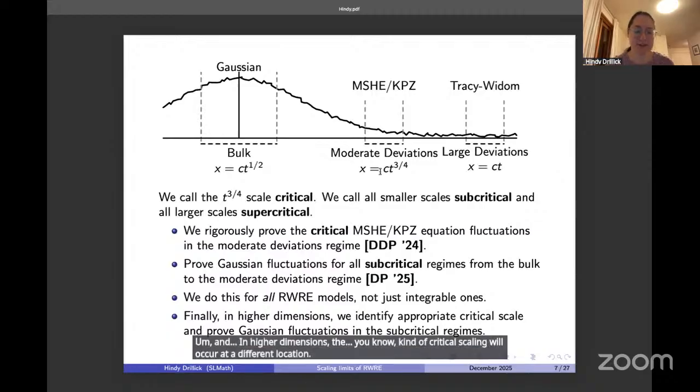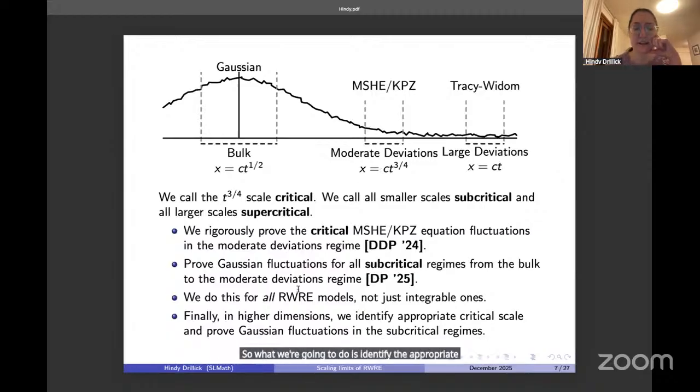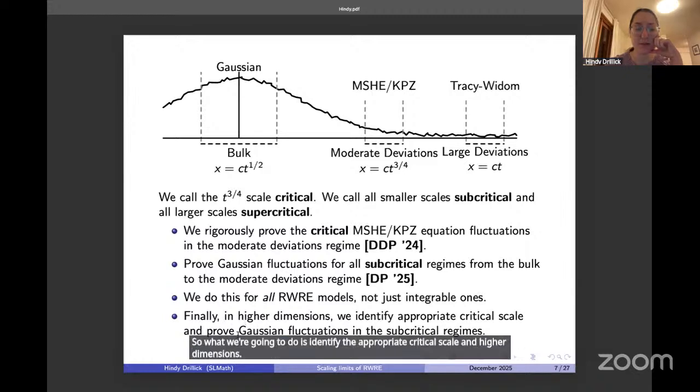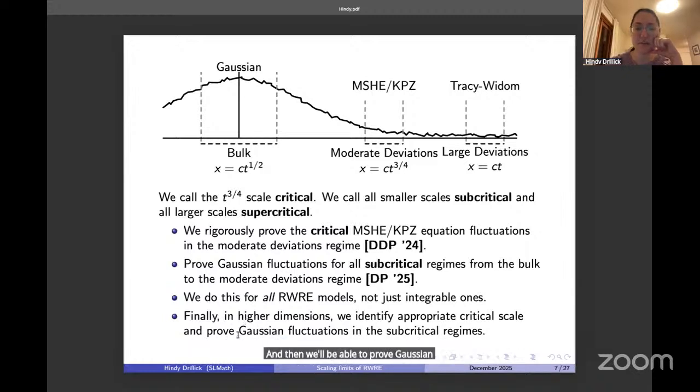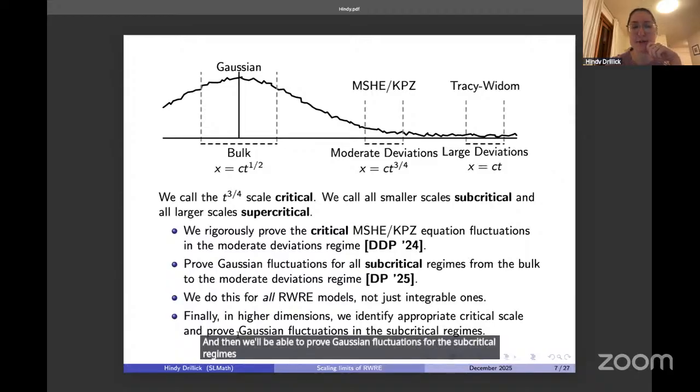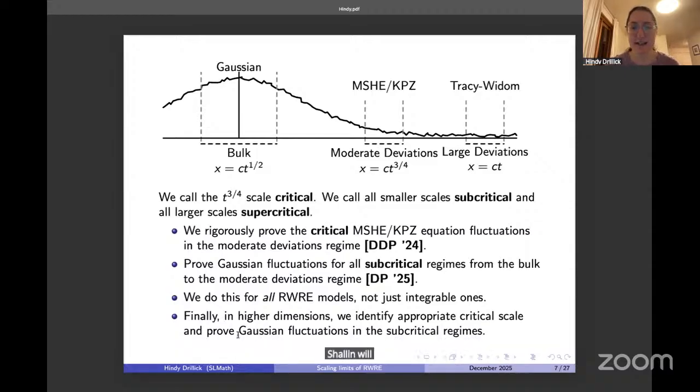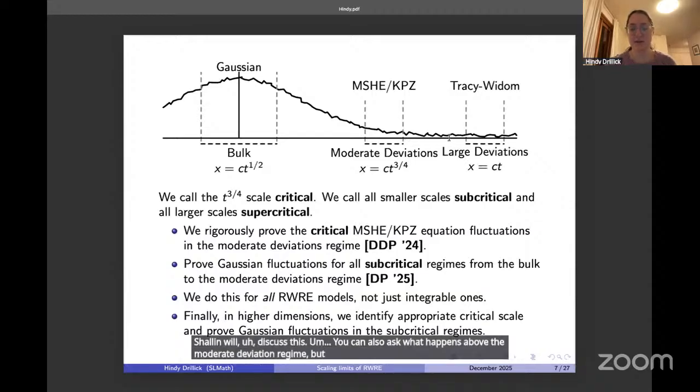So what we're going to do is identify the appropriate critical scale in higher dimensions, and then we'll be able to prove Gaussian fluctuations for the subcritical regimes in higher dimensions. So far, we haven't been able to prove the critical fluctuations in higher dimensions, but Shalin will discuss this. You can also ask what happens above the moderate deviation regime, but this is still open, and I'll mention this towards the end of the talk.